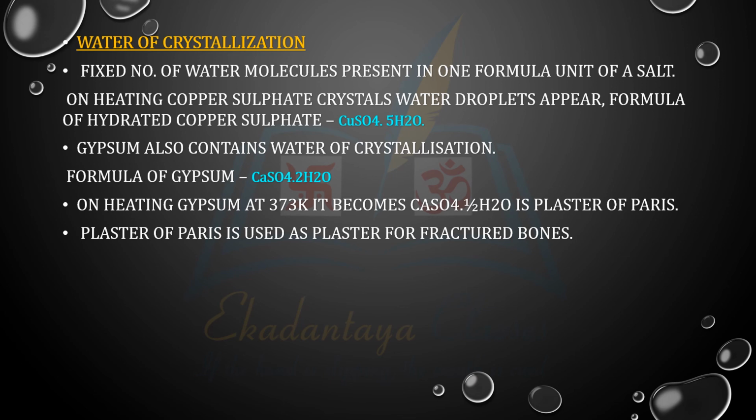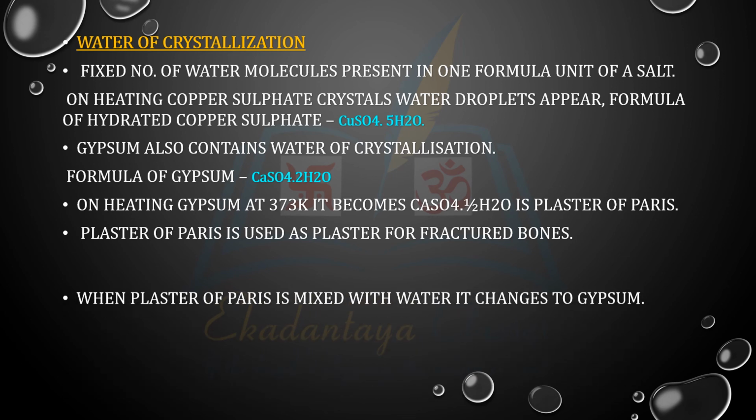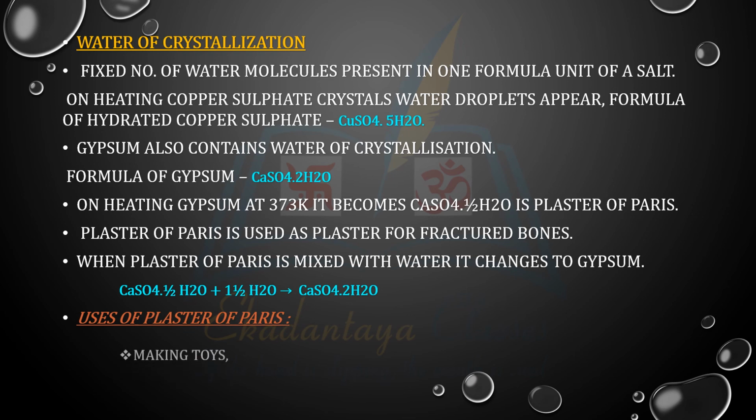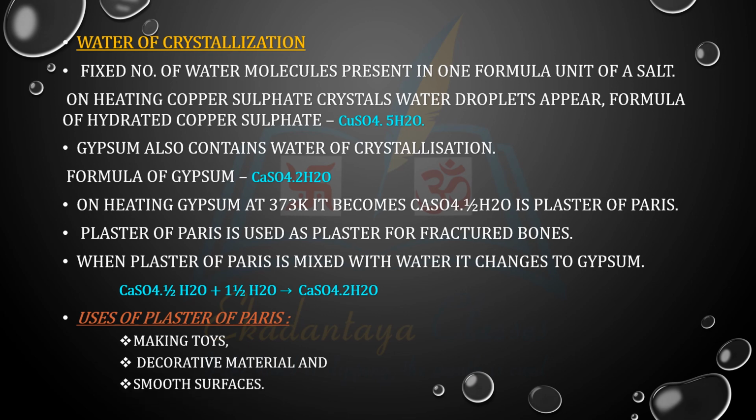Plaster of Paris is used as a plaster for fractured bones. When plaster of Paris is mixed with water, it becomes gypsum. Here see, plaster of Paris is mixed with water and it becomes gypsum. Uses of plaster of Paris: making of toys, decorative material and smooth surfaces.